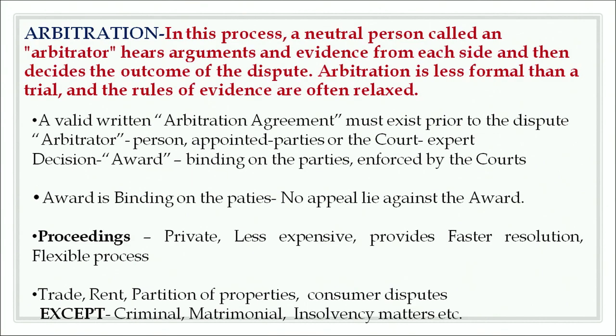Secondly, as I told you, there is this third neutral person who is known as the arbitrator. He is appointed either by the parties or by the court, and he is an expert on the dispute which is referred for the arbitration process. Thirdly, the decision which is pronounced after the process is known as award. It is binding on the parties and it is enforced by the court. As I told you, the award is binding, so no appeal can lie against this award in any court except on certain grounds which are mentioned in section 34 of the Arbitration and Conciliation Act.